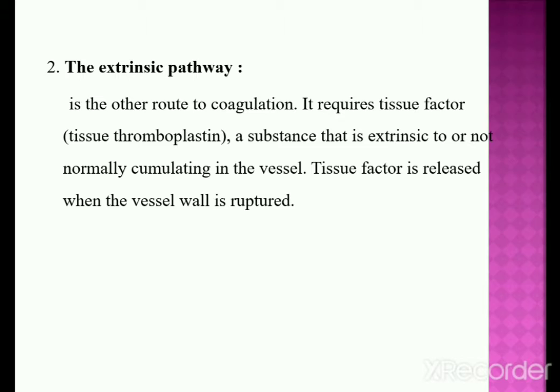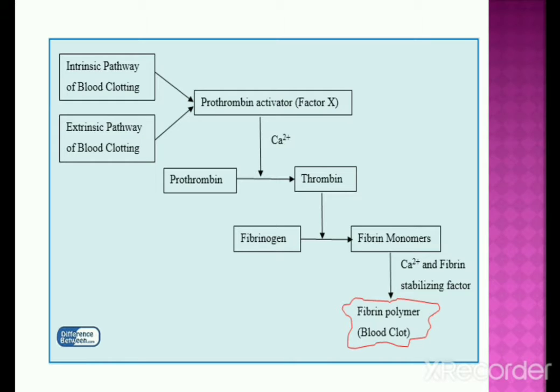Next, the extrinsic pathway is the other route to coagulation. It requires tissue factors such as tissue thromboplastins, a substance that is extrinsic to, or not normally accumulating in, the vessel. The tissue factor is released when the vessel wall is ruptured. This is your blood coagulation pathway.